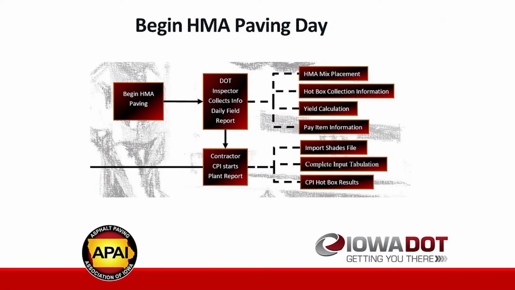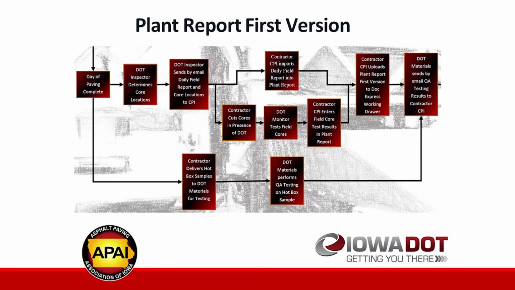So you're going to start off with your day of paving. Each side is going to have their own piece that they're doing. The CPI is going to be filling out the plant report, some of the things that we just heard about early on in their presentation. DOT has things that they're collecting as well, the hot box information, and we're using the DFR to transfer information. Then we finish the day of paving.